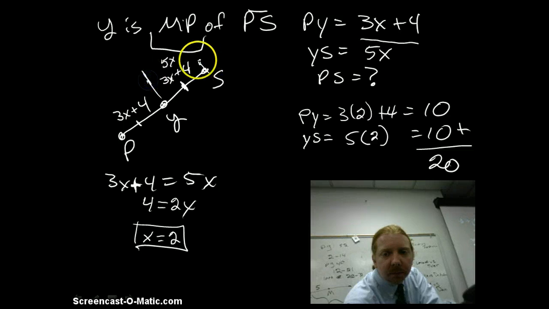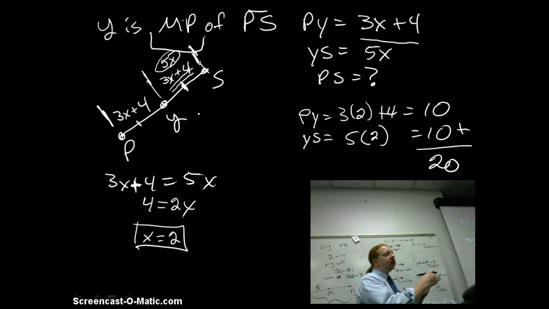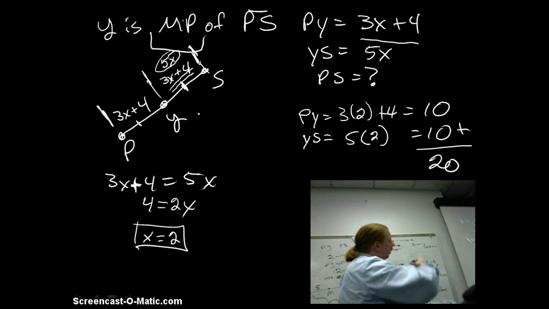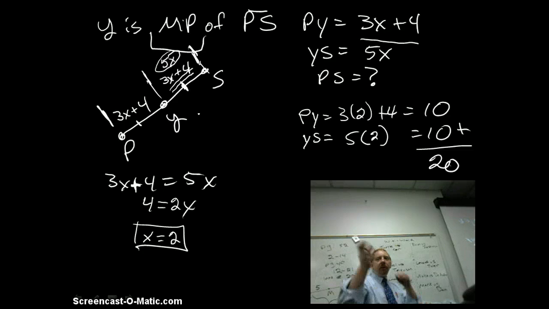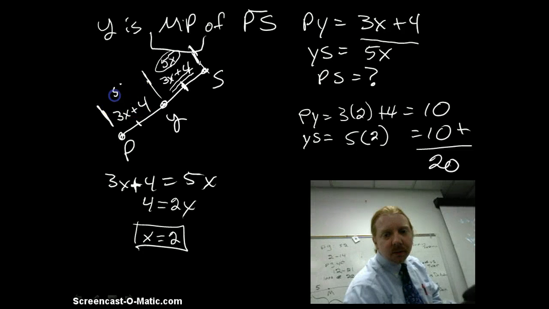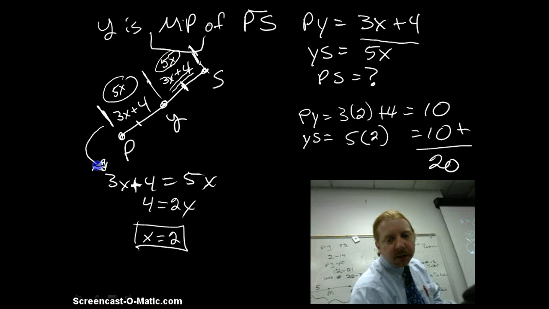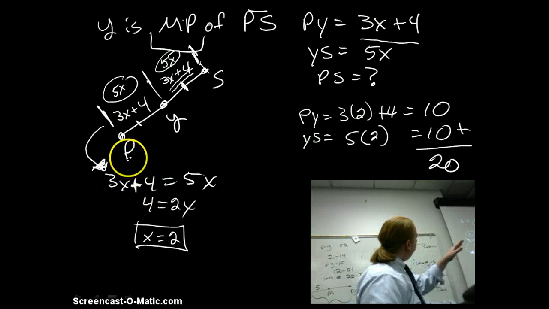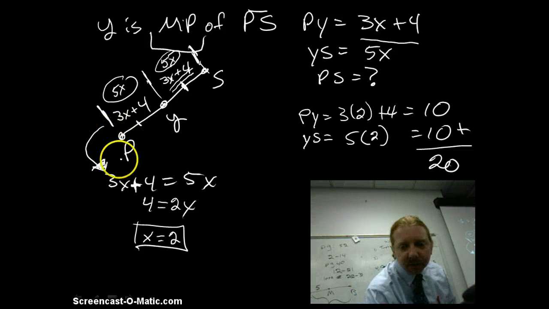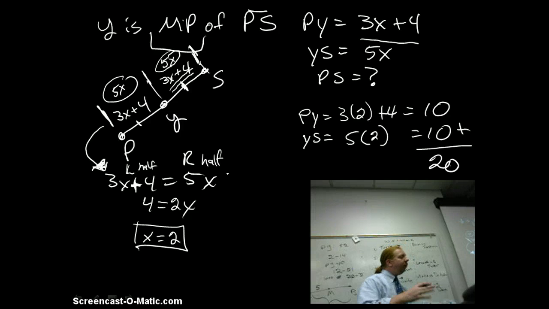Above the line, both of those measurements, 5x and 3x plus 4, represent how long YS is. It's 3x plus 4 because it's the same as PY, and it's 5x because that's what's given. Does that mean PY is also 5x? Yes. Because all of these ideas up here are what lead to this equation right here: the left half is equal to the right half.